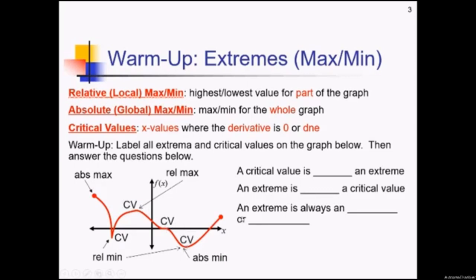Looking at our graph now and analyzing what gives us what, a critical value can be an extreme, like this relative max, but it could also just be a plateau and not an extreme. So we would say sometimes is an extreme, but not always. And then extremes, always, sometimes, or never a critical value. Well, we have this extreme down here that turned out to be a critical value, but this extreme over here, the absolute max, was not a critical value, so only sometimes for that.